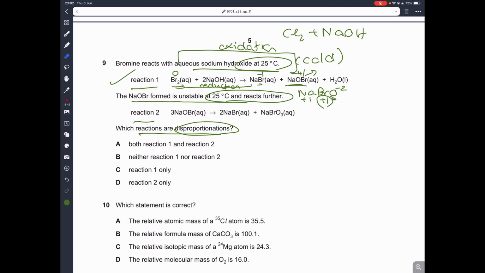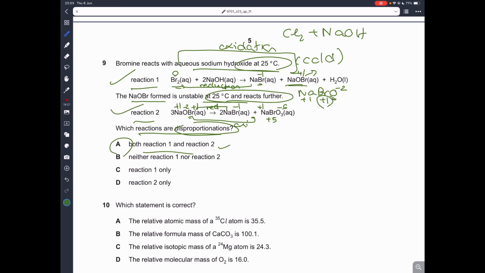Now in here, NaOBr, same thing. Oxygen is -2, sodium is +1, so bromine is also +1. And here NaBr, -1, and here NaBrO3, right? So oxygen is going to be -2 times 3, because there are 3 oxygen atoms, so -6. Sodium is +1 as usual, so bromine is going to be +5. So +1 to -1 is reduction because there is a decrease in oxidation state. And from +1 to +5, this is oxidation because there's an increase in the oxidation state. Therefore, both reaction 1 and reaction 2 are disproportionation reactions.